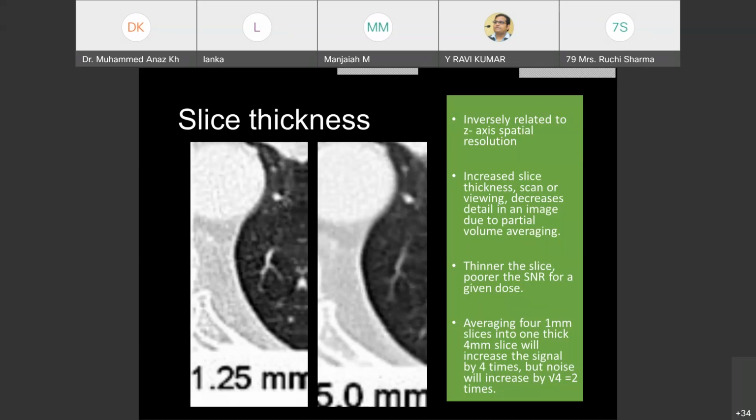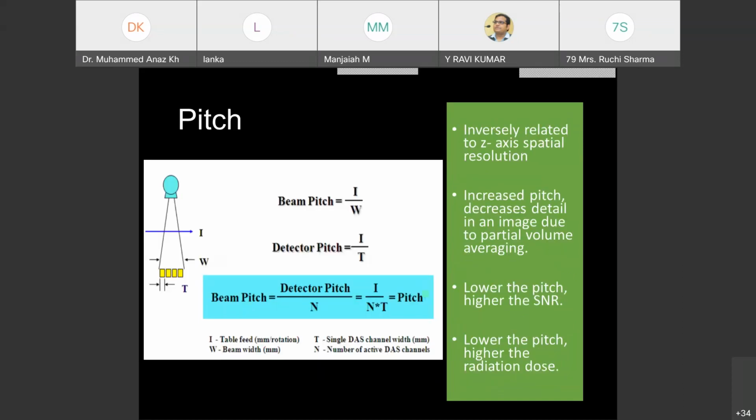So here you have to use some kind of aggregation methodologies to do some kind of manipulation. In this image, you can see the clarity.